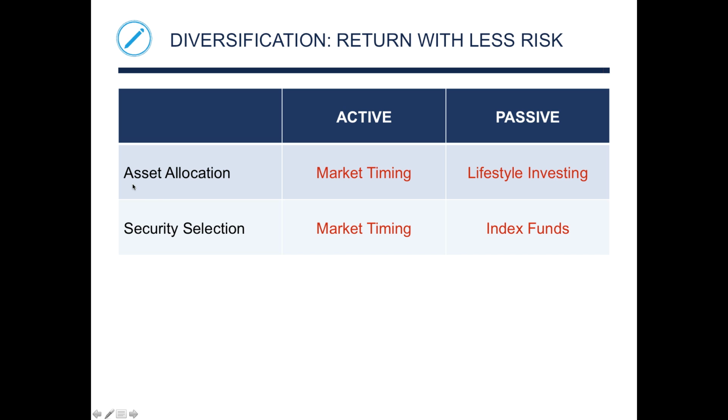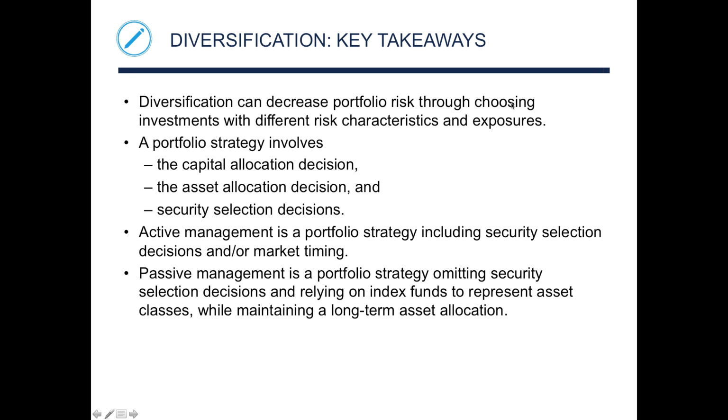So here we have asset allocation and security selection, active and passive. For asset allocation, you have market timing under active, and security selection, market timing. I really don't like this graph. Asset allocation, passive, you have lifestyle investing, and then security selection, index funds. Active and passive, I don't like this graph too much. It doesn't really explain so much.